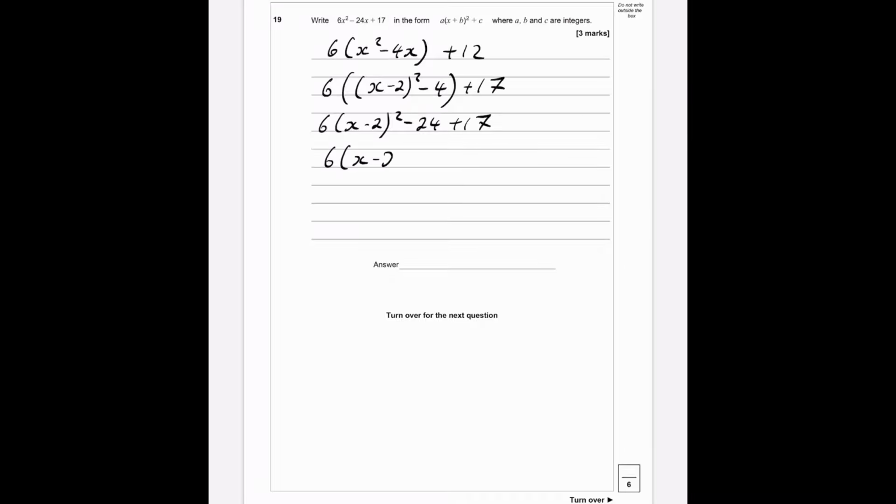Okay, question 19. So this one is completing the square. First thing I do is factorize out the 6. The observant amongst you will notice I have erroneously written plus 12. That should, of course, read plus 17. I have corrected it on the next line. You will all be relieved to know. Completing the square with the inside, x squared minus 4x becomes x minus 2 squared, subtract 4. Expanding out the 6, so 6 lots of x minus 2 squared minus 24. Join those together: 6 lots of x minus 2 squared minus 7.